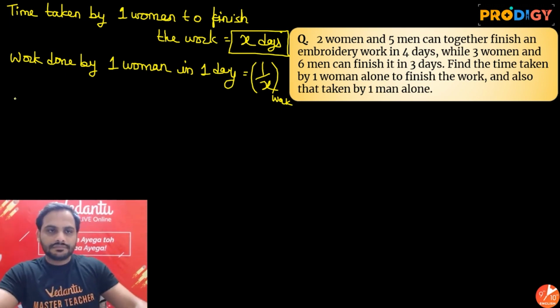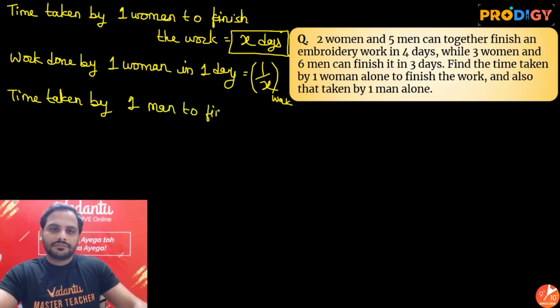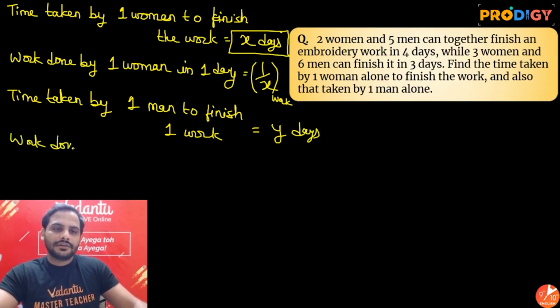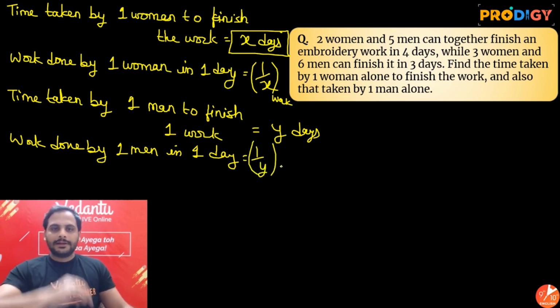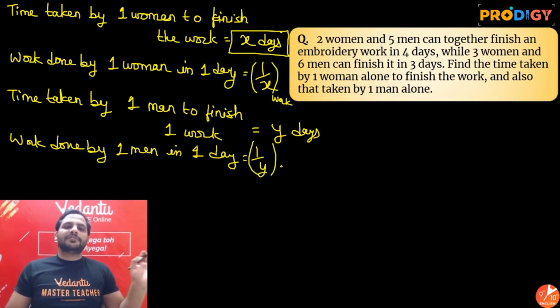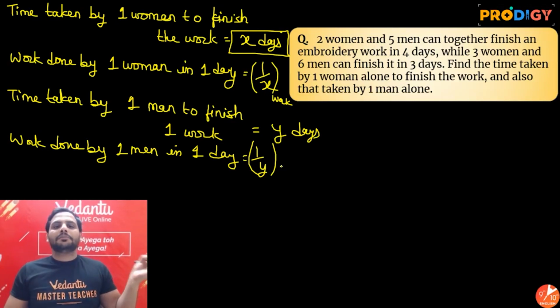Okay. Similarly, beta, for men, so I can say the time taken by one man to finish one work is, let's say, Y days. So now I can say work done by one man in 1 day will be how much, beta? It will be equal to 1 by Y of the total work. ठीक है? So we got to know how much work one woman is doing in a day and how much work one man is doing in a day.